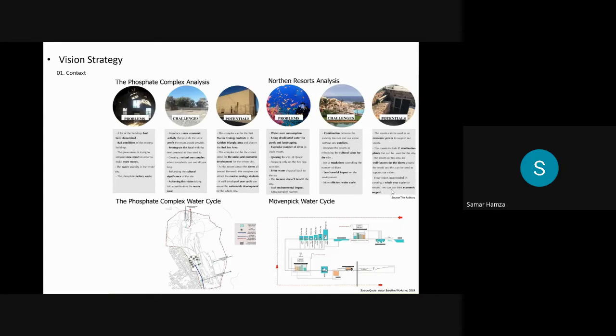For the phosphate company, we need to address new economic activities that provide a source of profit that a resort can provide, because it was a plan from the government to transform this phosphate company into a resort area. And for the Northern Resort, we need to make a combination between the existing tourism and our new vision for the city. And these are the water cycles in the phosphate company, and moving it as an example for the Northern Resort. Okay. Next, please.